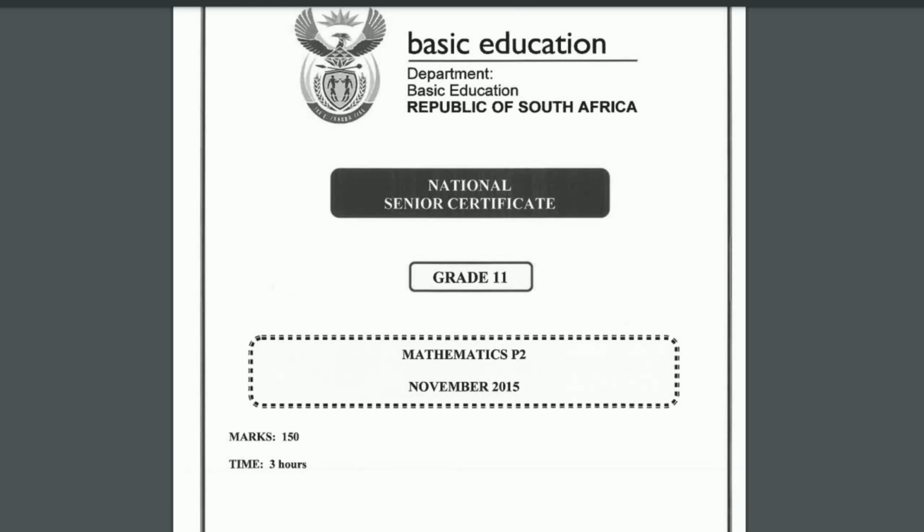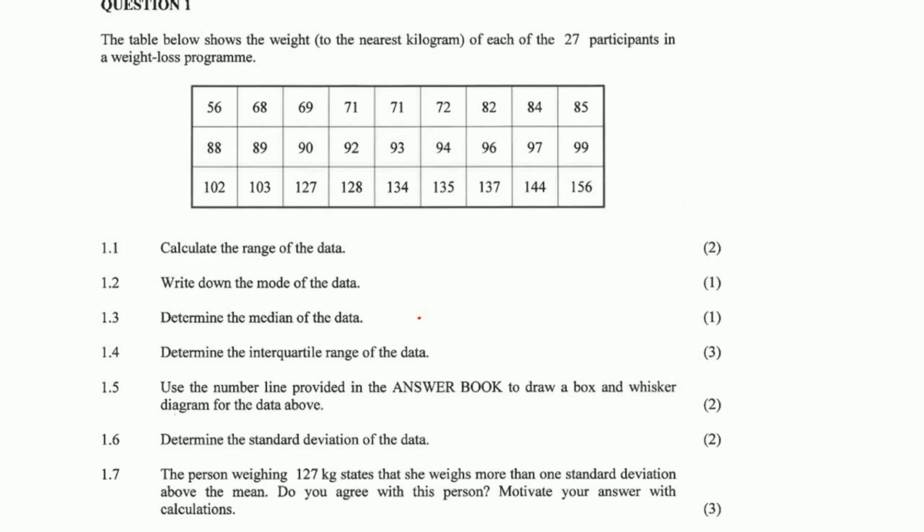So here we have a Grade 11 Mathematics Paper 2 exam written in November 2015, 150 marks and 3 hours long. These are all the questions that we're going to do, but I'm going to be splitting them up over different slides just so that we have more space to write. Okay, so those are the 7 questions.